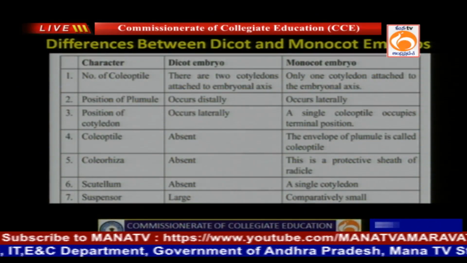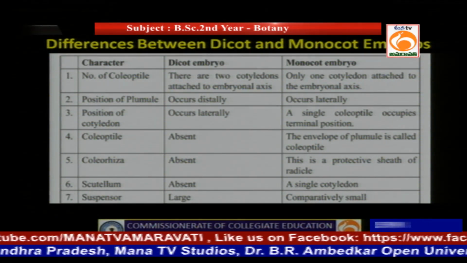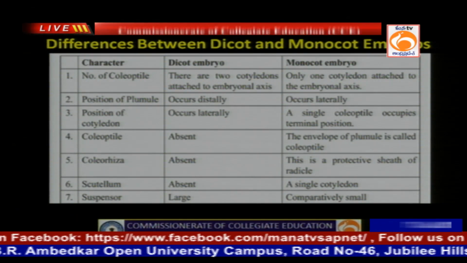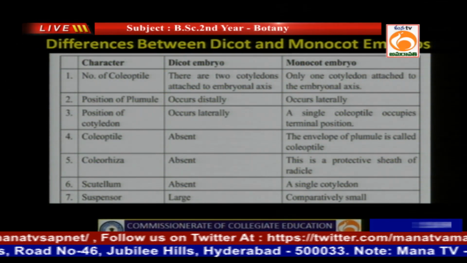You know very well that the embryo is a resultant product of fertilization. So, based upon its structures we are able to differentiate which is a dicot and which is a monocot. See, in the dicot there are two cotyledons, and in the monocot there is a single cotyledon. Even the position of the plumule, that is the shoot tip, occurs distally in the case of the dicot embryo and it occurs laterally in the case of the monocot embryo.